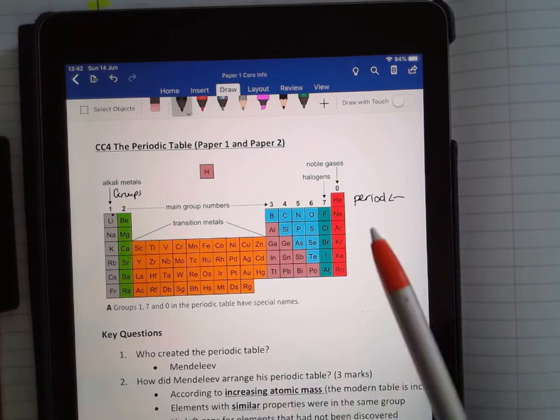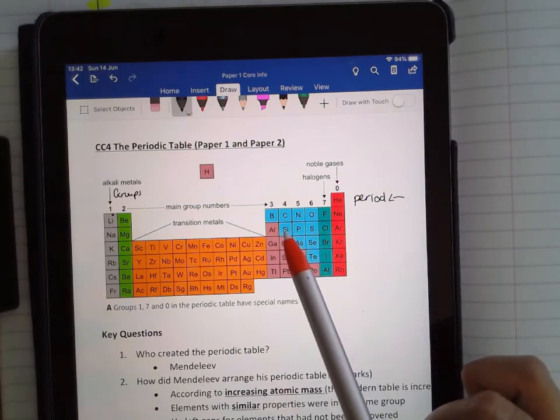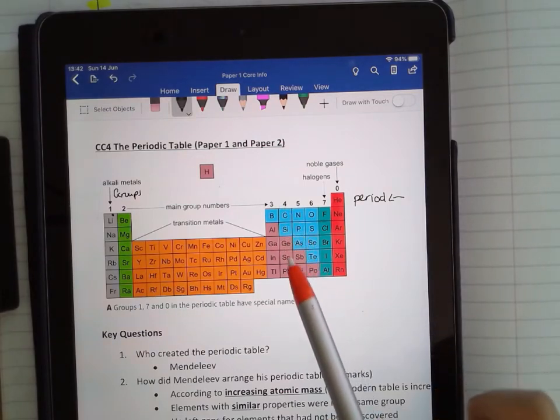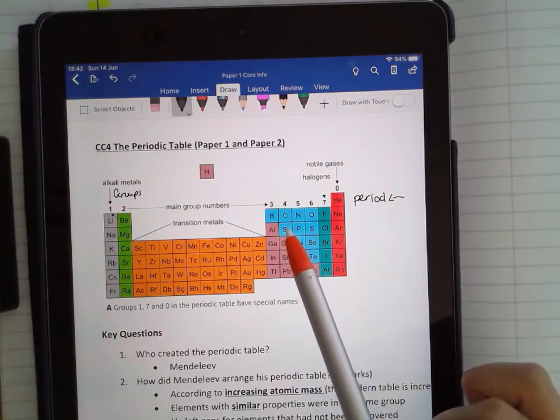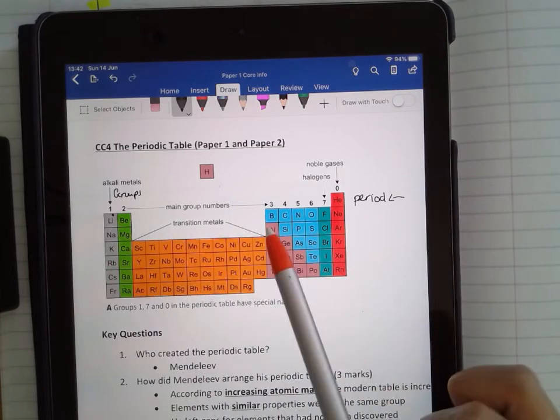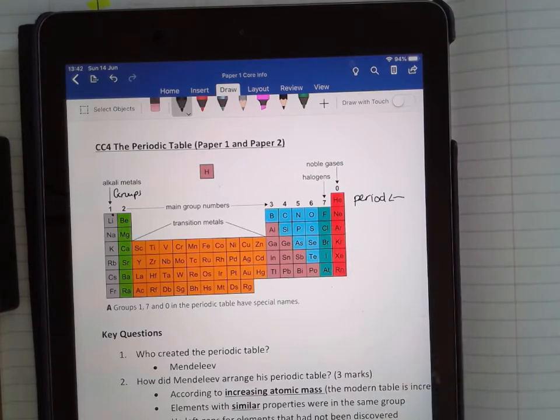You need to know the difference between the two, because you can be asked to give an element in the same group as silicon. You would need to know that would be carbon or germanium or any of these elements, or give an element in the same period as silicon, and you need to know that you are going across and picking out sulfur or chlorine or argon. Okay, so that's the difference between groups and periods.